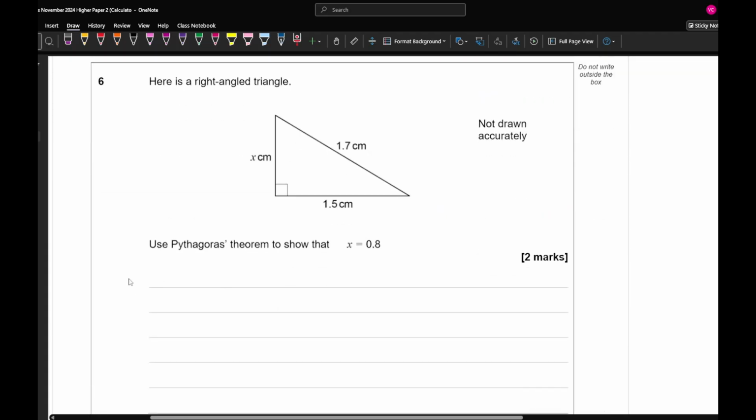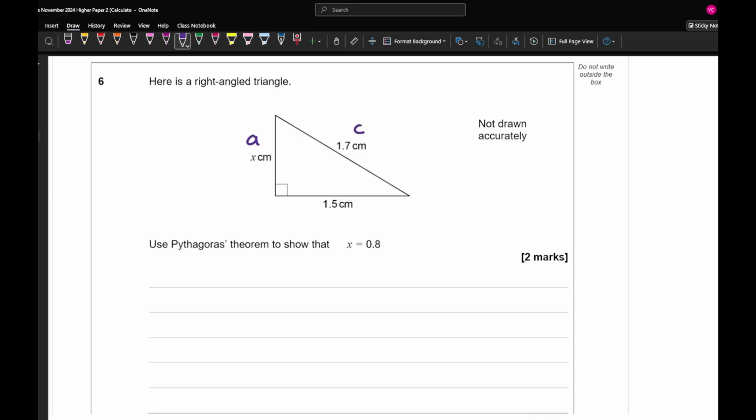Moving on to question 6, it says here is a right angle triangle. It says use Pythagoras' theorem to show that x equals 0.8. So to show this using Pythagoras' theorem, we label our triangle first. In this case, we're finding one of the shortest sides, so I'm going to call that a. Then quoting Pythagoras' theorem, it's a squared plus b squared equals c squared, and doing a bit of rearranging, I get that a squared is equal to c squared minus b squared.